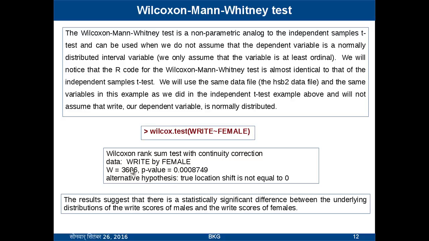Here the calculated value of the test statistic is 3606, with the corresponding probability value much lower than the level of significance. So we reject our null hypothesis that the true location shift is equal to 0. Rather we accept the alternative, that the true location shift is not equal to 0. So the result suggests that there is a statistically significant difference between the underlying distribution of writing scores of males and the writing scores of females.